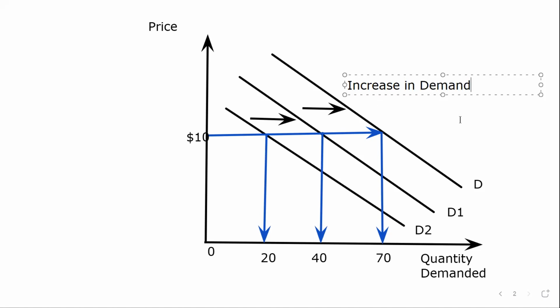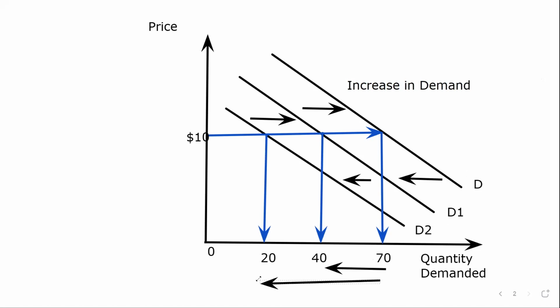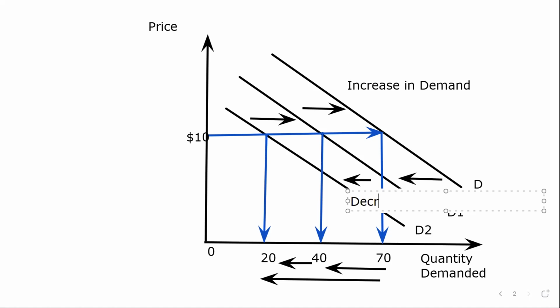And the same thing, when we move from D to D1 or D1 to D2, that means when we move leftward, we will find out there is a decrease in demand. That means at the same price, the quantity demand falls from 70 to 40 units, or 70 to 20 units, or 40 to 20 units. That's it. So when we move leftward, there is a decrease in demand.